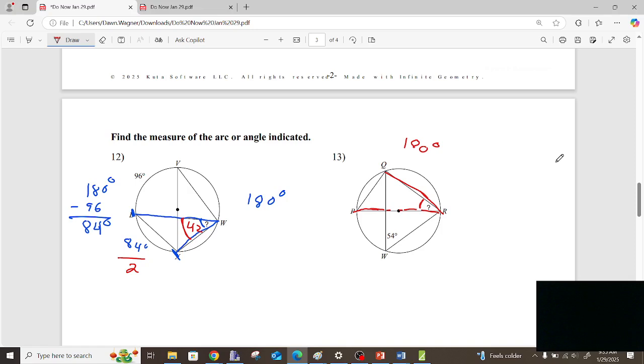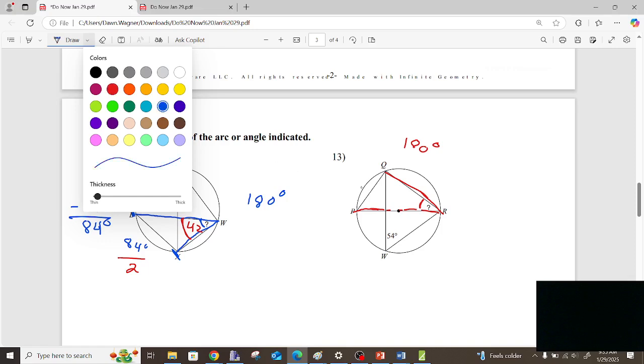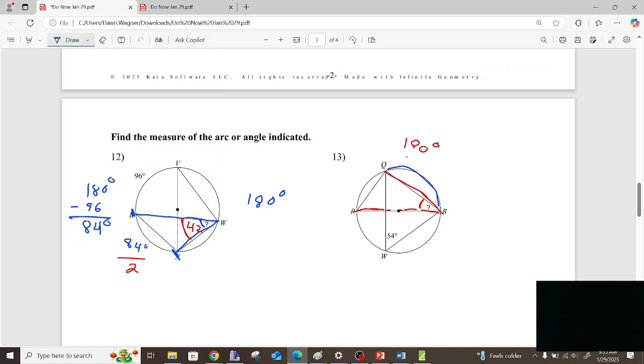Remember, you always mark what you know so you can find what you don't know. Q and R is 108. And how did you know that? Because that angle's 54. Right.